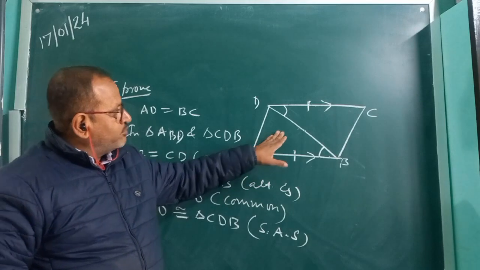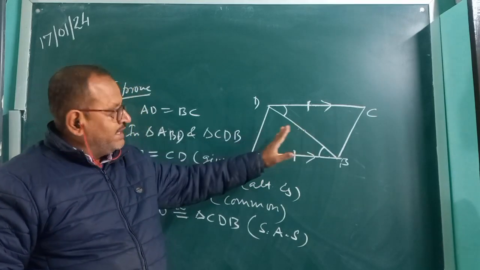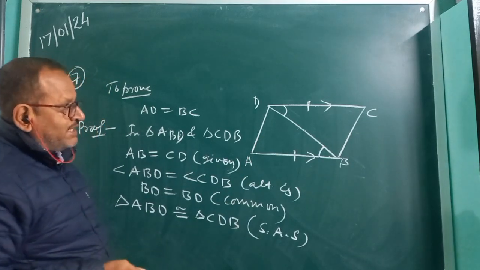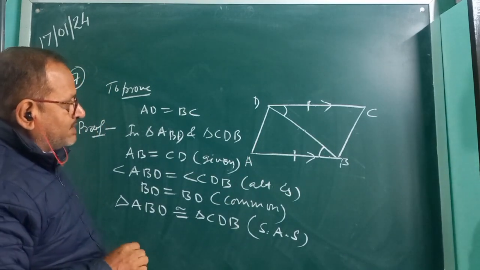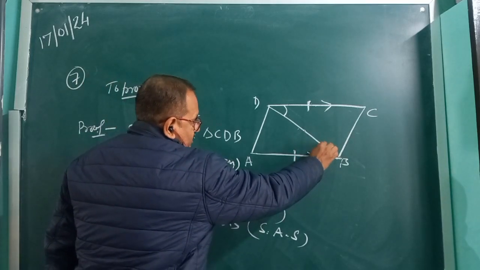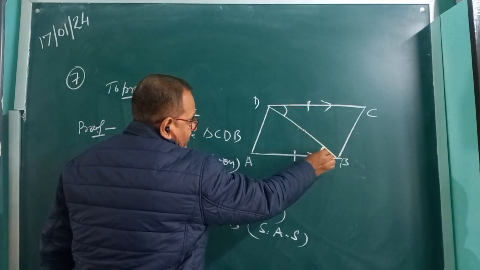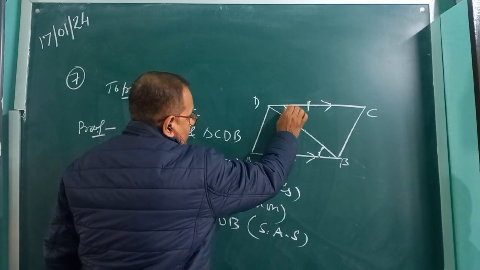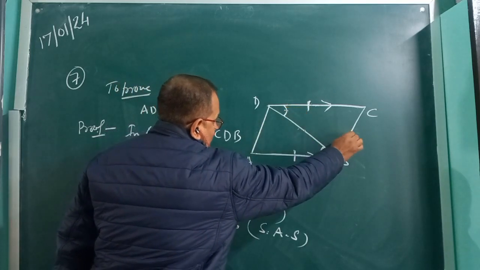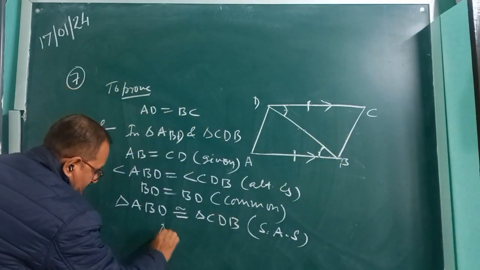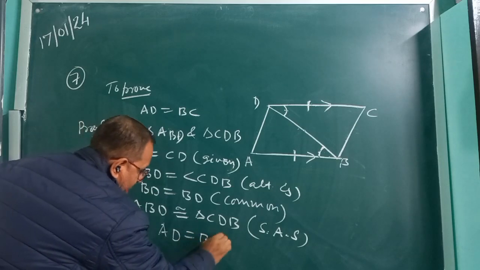And we know that if two triangles are congruent, then their corresponding parts will be equal. So corresponding sides will be equal. How can we see corresponding sides? Sides opposite to equal angles. So these two angles are equal and its opposite side is AD. In the second triangle, opposite side of this angle is BC. So AD and BC will be equal. We will write AD is equal to BC.